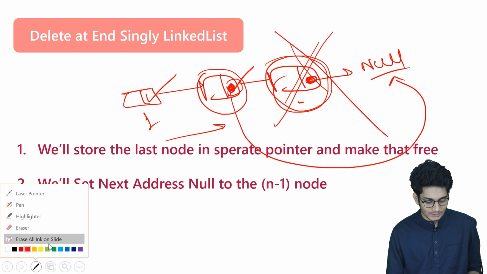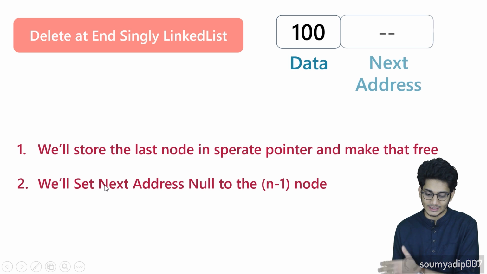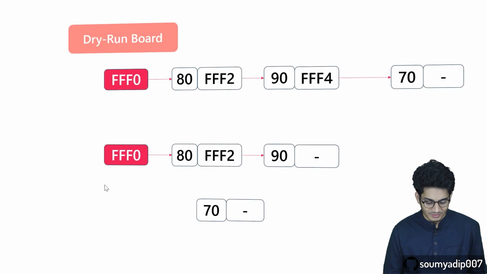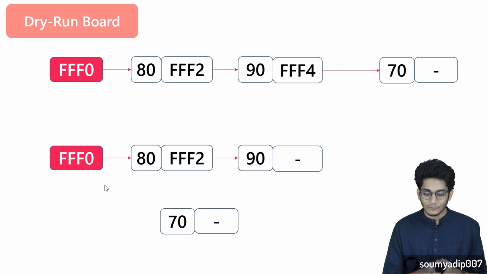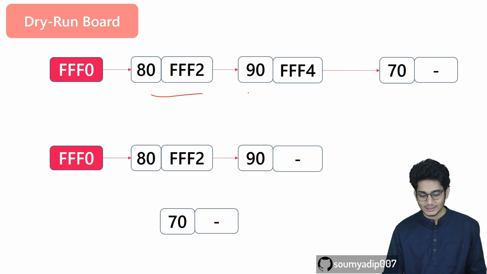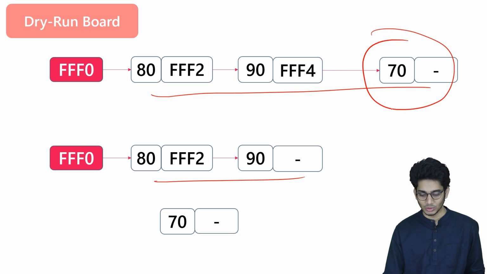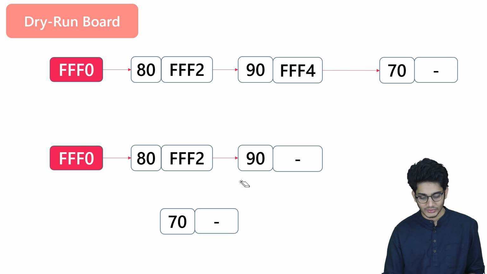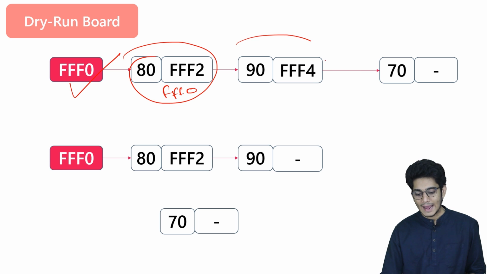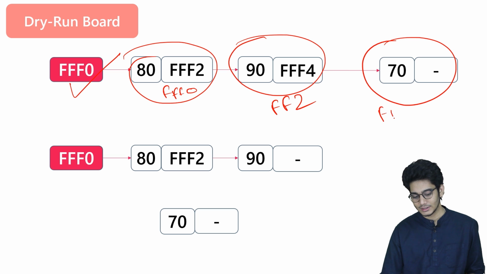Now let me delete all these things. So this is the data, this is the next address. Now we'll see how we can do that. You can see that this is the list that we have, this is the output list. At first, we have separated this node. Let me rename all these things. The address of this node is FFF0. The address of this node is FFF2. The address of this node is FFF4.